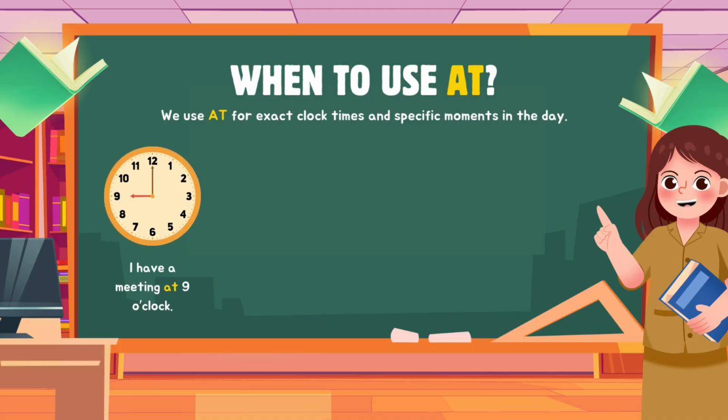First, we use at for exact clock times. I have a meeting at 9 o'clock. Whenever you are talking about a specific time on the clock, like 9 o'clock, 7:30, or 4 o'clock, always use at.